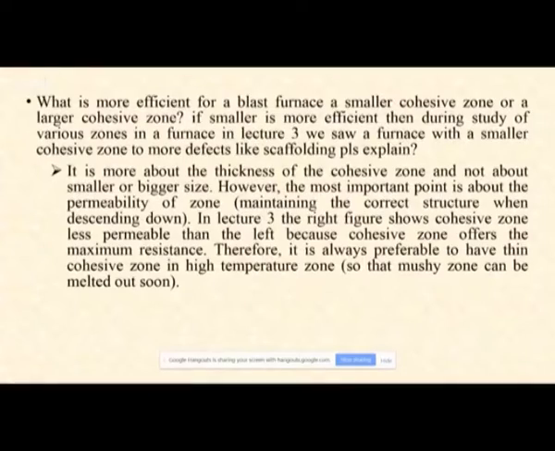The next question in the forum was, what is more efficient for a blast furnace, a smaller cohesive zone or a larger cohesive zone? If it's smaller, it's more efficient. In furnaces with a smaller cohesive zone, we saw more defects like scaffolding. Please explain. Though I have written the answer, it's more about the thickness of the cohesive zone and not about the smaller or bigger size of the cohesive zone. And the most important point is the permeability of the cohesive zone.